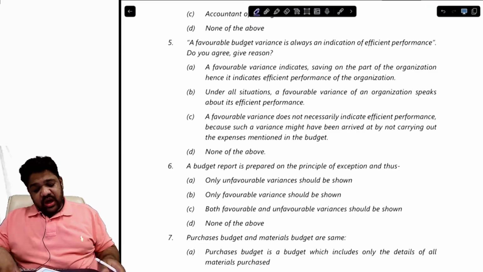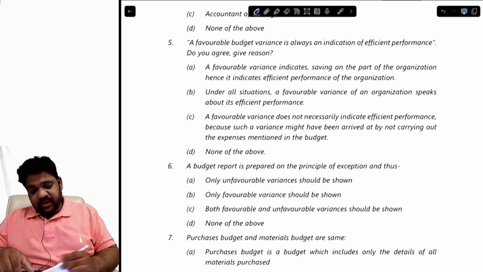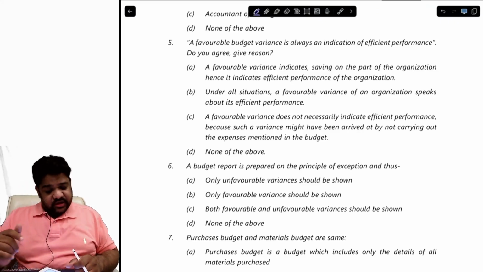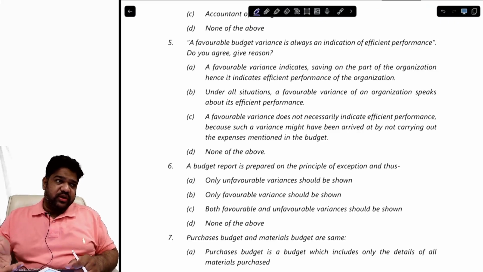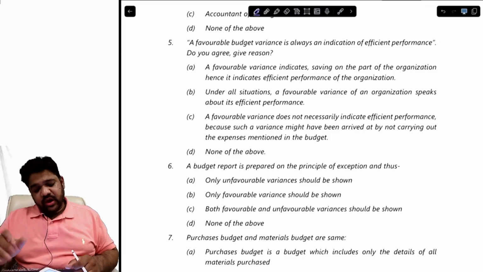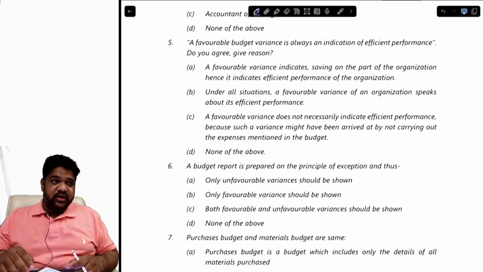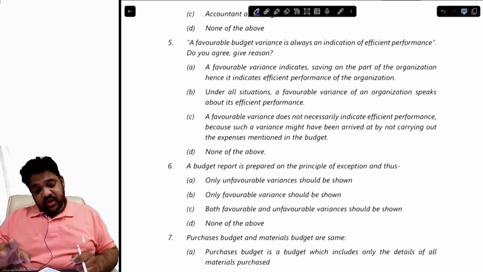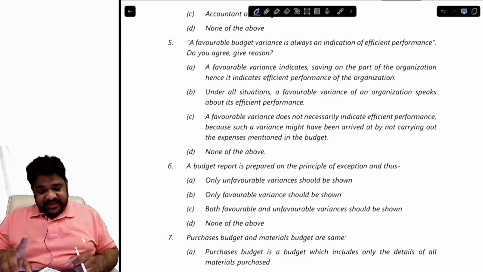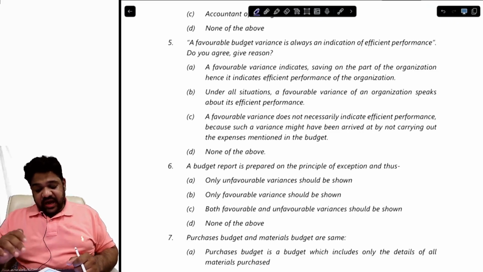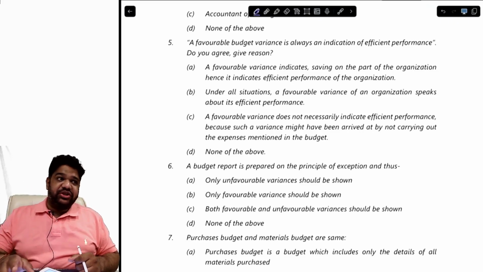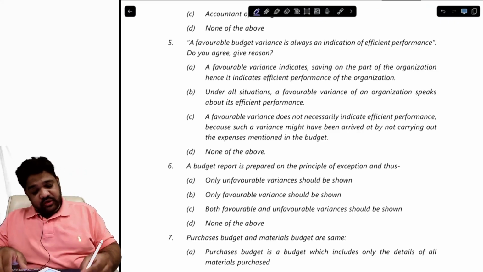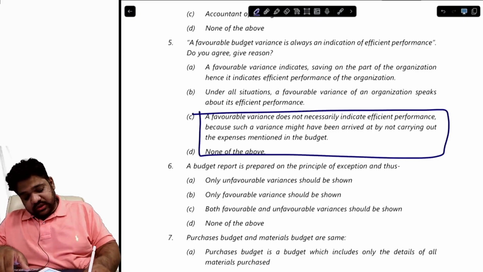But let's look into the details. What are they saying? A favorable variance indicates savings on the part of the organization, and hence it indicates efficient performance of the organization. Could be. Under all situations, a favorable variance of an organization speaks about its efficient performance. No, this is not true. It is not under all situations. A favorable variance does not necessarily indicate efficient performance because such a variance might have been arrived at by not carrying out the expenses mentioned in the budget. Fairly possibly. So we'll go with this.